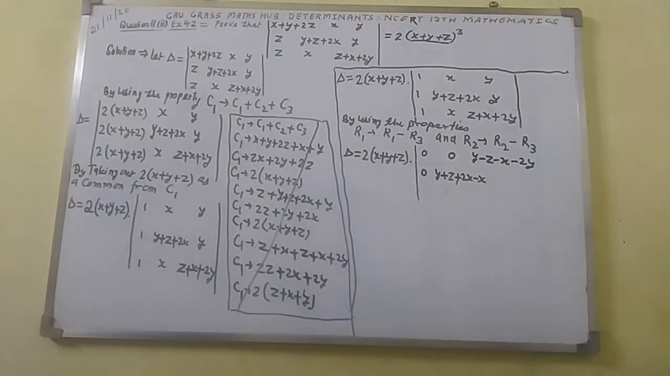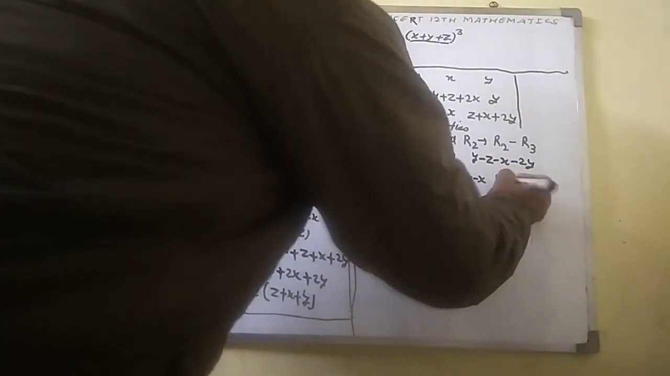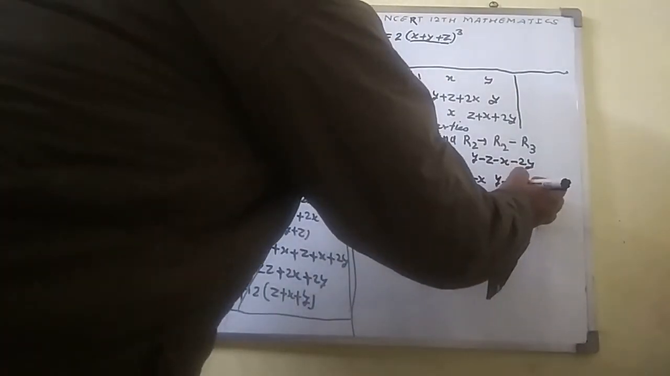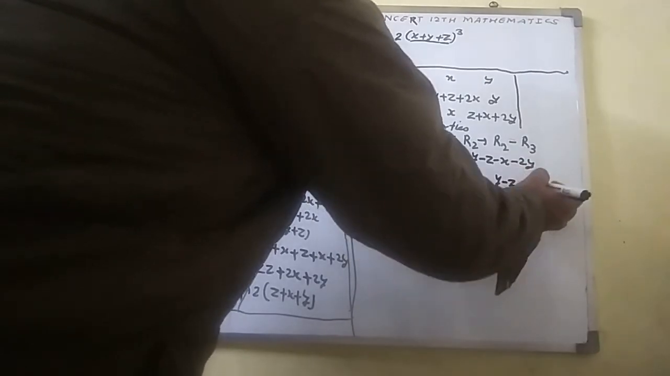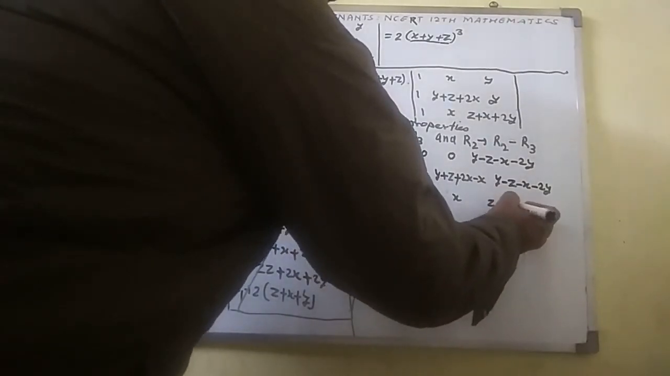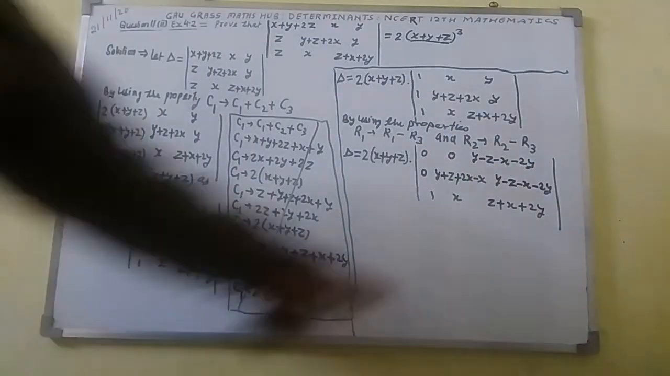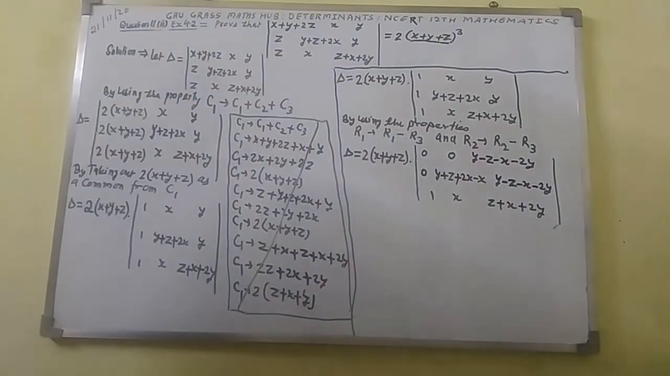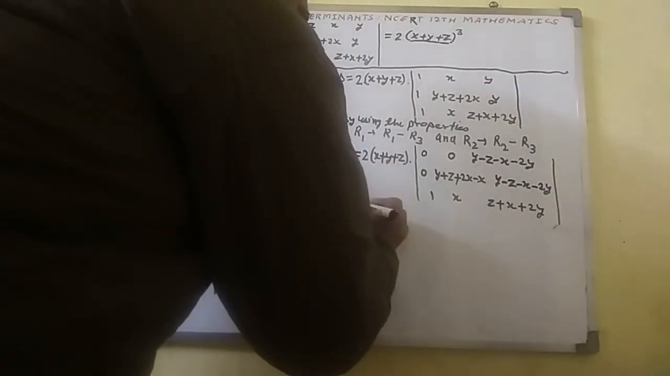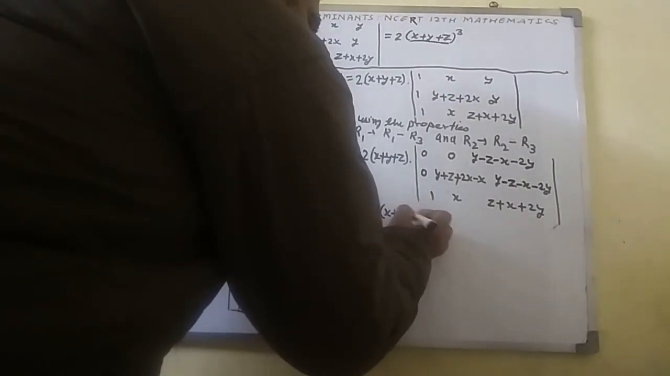This is okay. Now here I shall write R2: y minus z minus x minus 2y, and the elements of third row will be written as it is: 1, x, z plus x plus 2y. This thing will get. Now simplify this one. Det equal to, you will get here 2x plus y plus z, like this.